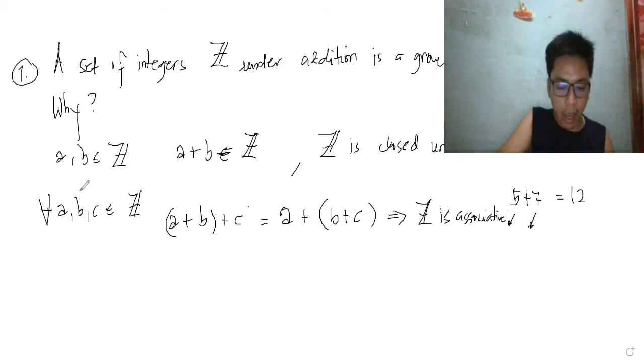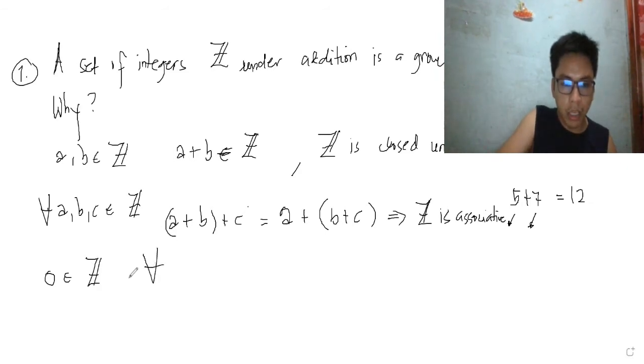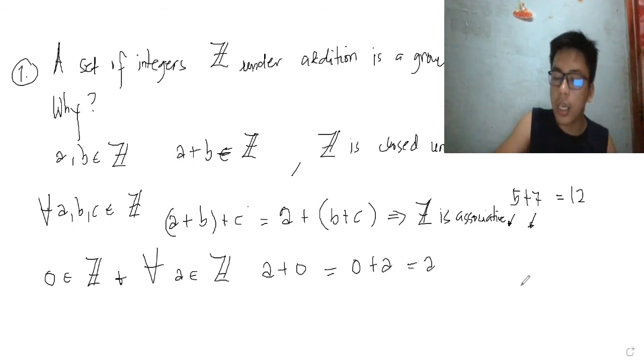Okay, now how about the existence of identity? So remember that 0 is an element of Z. And for every A in Z, if you add A by 0, that's the same as adding 0 by A, and that's still the same A. So therefore, identity element exists, and 0 is the identity element.